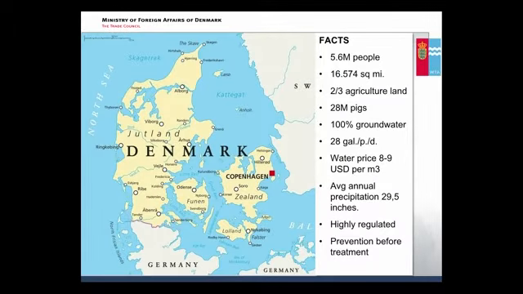Two words about Denmark: small country, roughly a tenth of the size of California, a lot of coastline, a lot of ag, two-thirds ag land. We have 5.6 million people. We produce 28 million pigs, so our pigs per person ratio is quite high. We're 100% reliant on groundwater, which, of course, with the ag intensity and pigs, causes some issues.